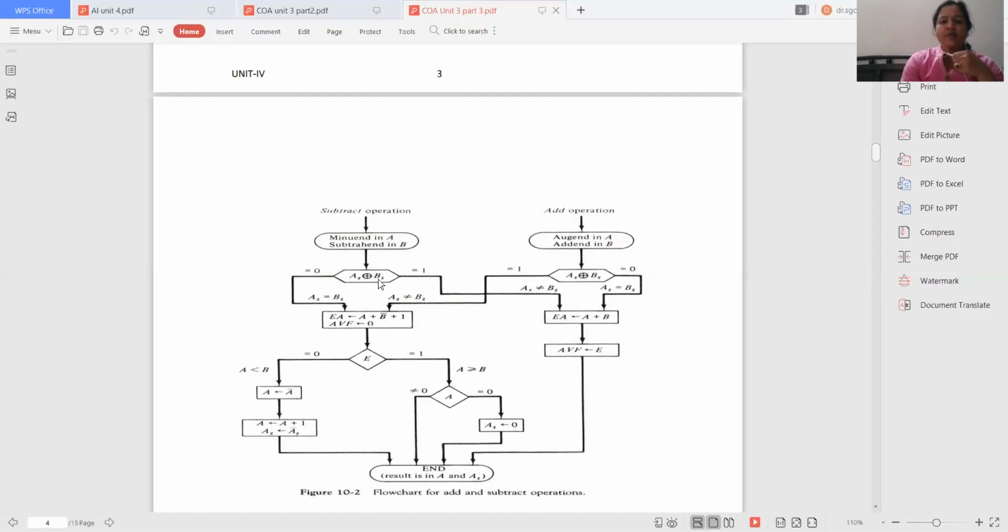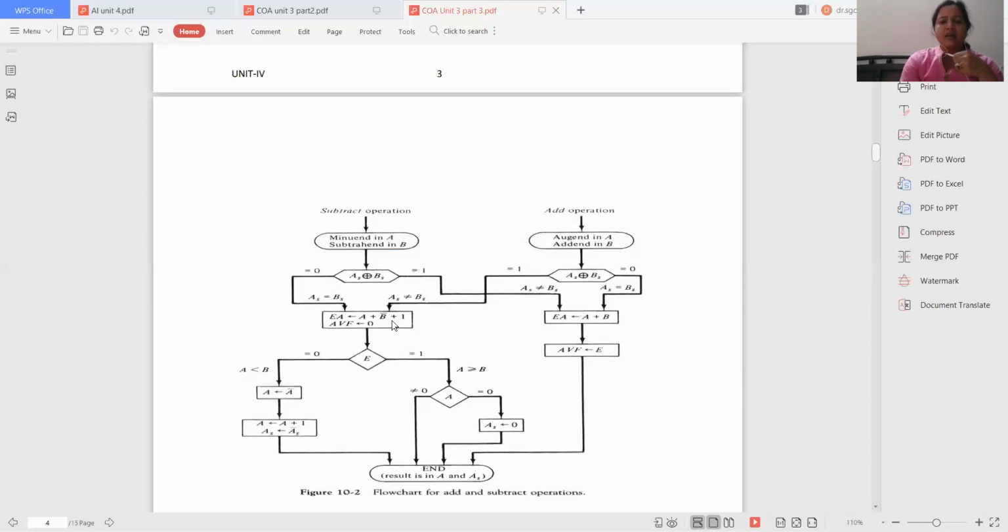So if A XOR B is equal to 0, that means the sign bits AS and BS are equal. That means the signs of the A and B numbers are equal. That means we will perform this operation. We will simply add the 2's complement of the number. EA gets the value A plus B bar plus 1. Now B bar plus 1 is the 2's complement of B.